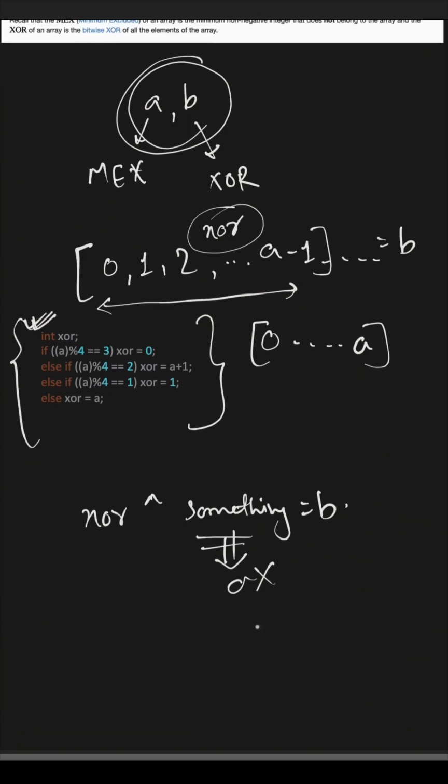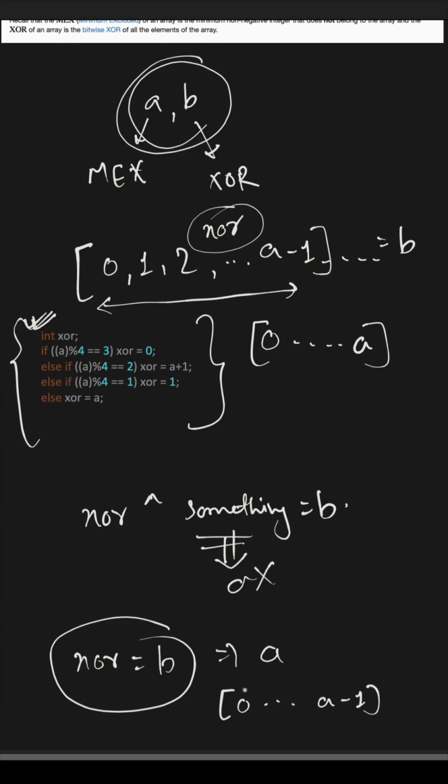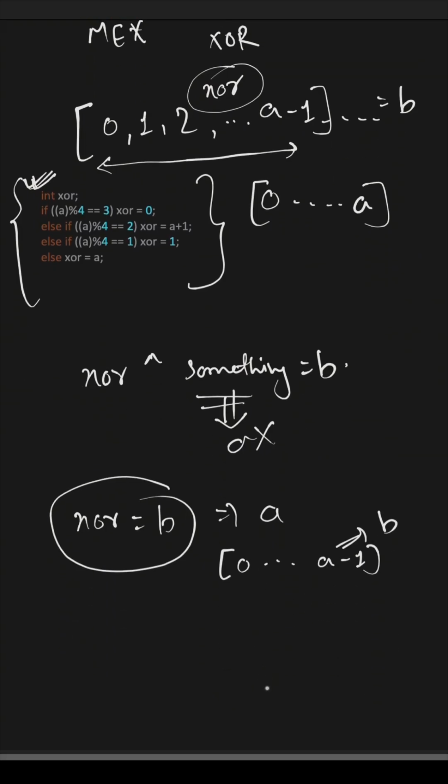So what can be? Suppose XOR is equal to b. Okay, so what will be the size of the minimum array? It will be a because we can take numbers from 0 to a minus 1. Only the XOR of this satisfies b. So if XOR equals b, then the size will be a.